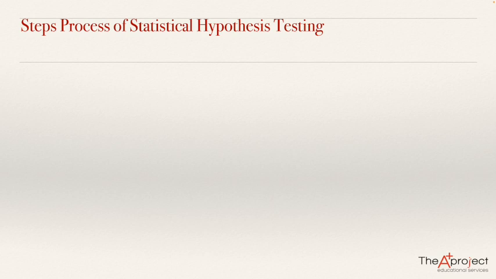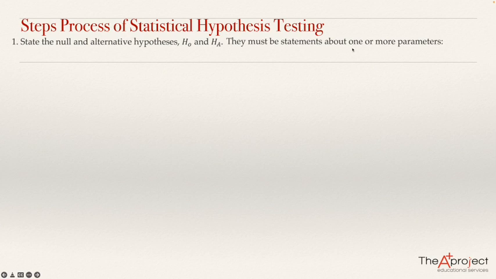Let's summarize what we have done and what we do any time that we do a hypothesis test. So this will be the step-by-step process of statistical hypothesis testing. The first thing to do is state the null and alternative hypotheses, H0 and Ha. They must be statements about one or more parameters. So it could be the population mean, it could be the population proportion or the population standard deviation, or whatever other number is associated with the whole population. So it could be mu, p, or sigma, or whatever other.